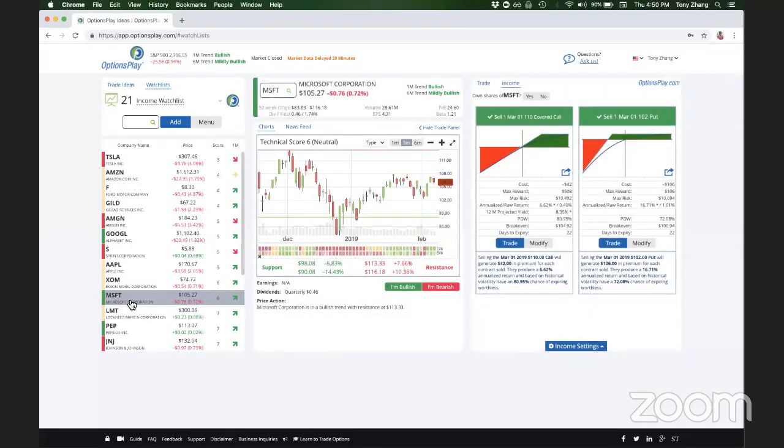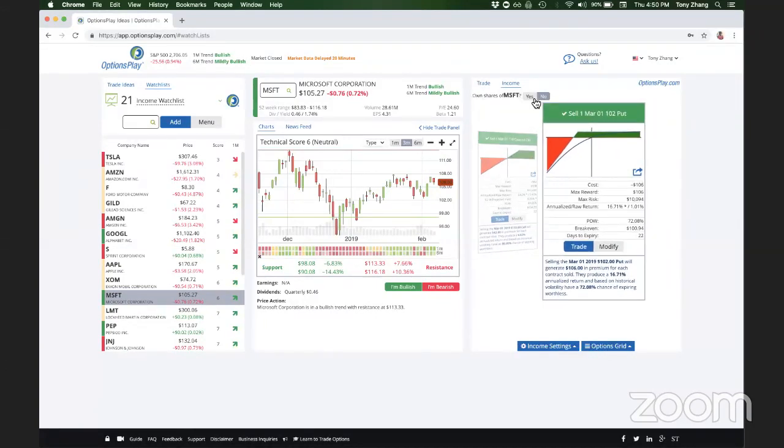So if, let's say, you want to buy Microsoft, which is trading at 105 right now, it'll ask you, do you own shares of Microsoft? You can click on no to get the cash secured put, and it will spit out the March 1st 102 puts. So a put that's about $3 below the current price, which gives you a $3 discount, similar to placing a limit order at 102.